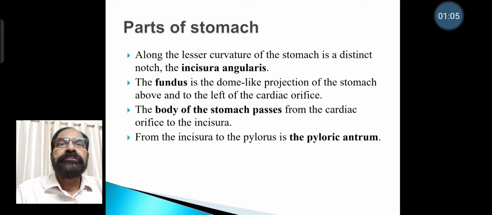Coming to parts of stomach, along the lesser curvature of the stomach, there is a distinct notch called incisura angularis. The fundus is that part which is dome-like projection of the stomach above and to the left of cardiac orifice. The body of stomach passes from the cardiac orifice to the incisura angularis. From incisura to the pylorus is called the pyloric antrum.